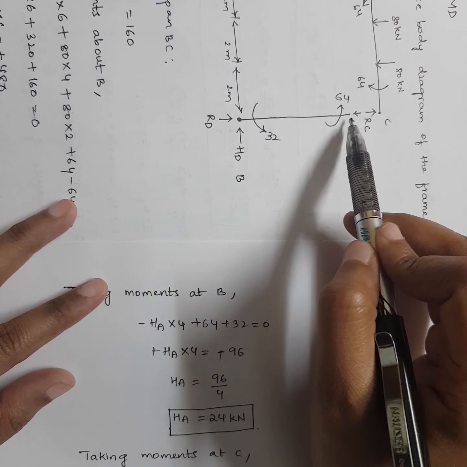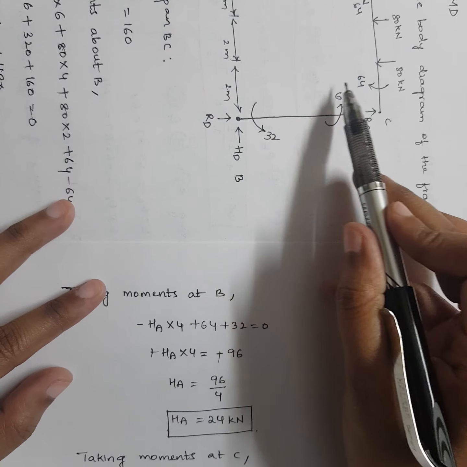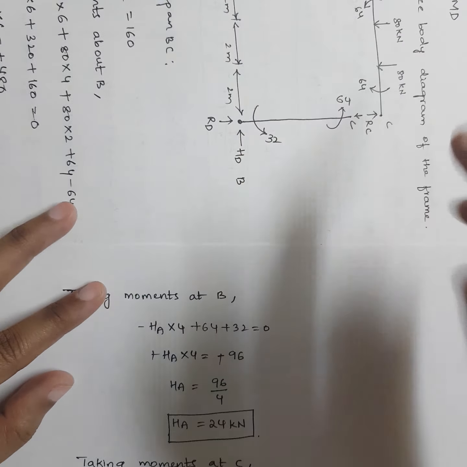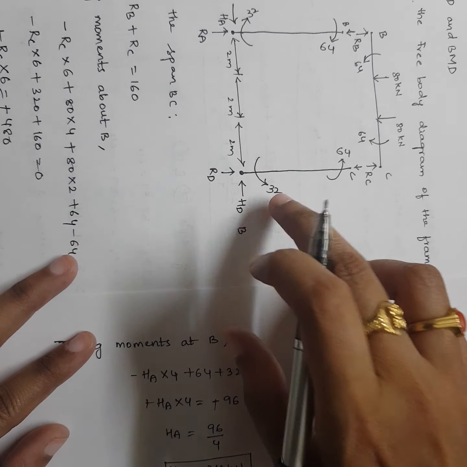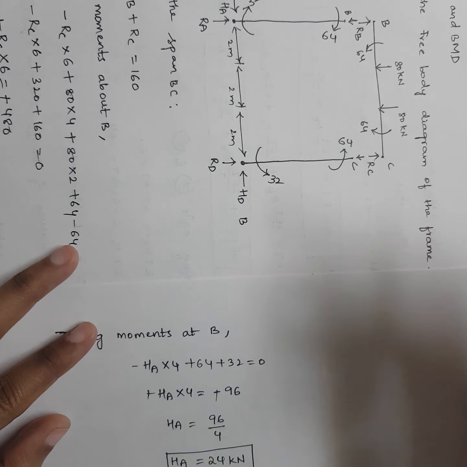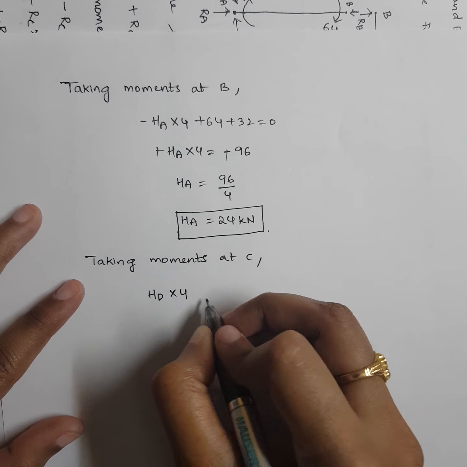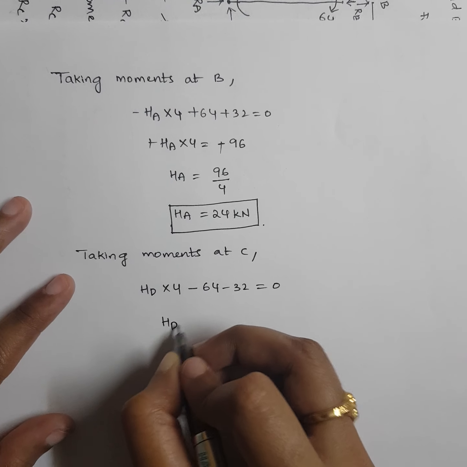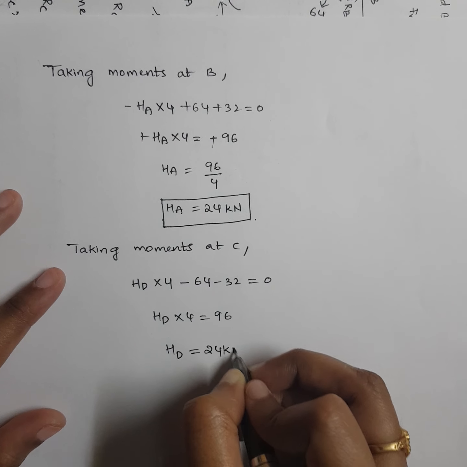Again, RD is passing through C, so it is not giving any moment. HD is here. How is HD going towards C? HD is moving upwards and it will turn like this, which is clock moment. So, it will be plus HD into what is the height? 4. See how 32 is going towards C? Anti-clock. Minus 32. How 64 is going? Again anti-clock. Minus. So, here HD into 4 plus HD into 4 minus 64 minus 32 equal to 0. So again HD into 4 is equal to 96. Again HD is also equal to 24 kilonewton.